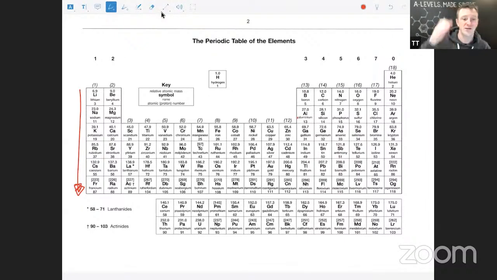So as you go down the group, they're more easily oxidized because of increased shielding, increased atomic radius, weaker attraction between the nucleus and outer electron, therefore it loses it really easily. Therefore, it's being oxidized really, really easily. So what can we say about francium? That gets oxidized the easiest, so we can call it a reducing agent, can't we?